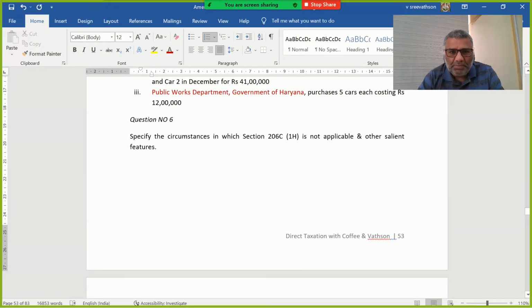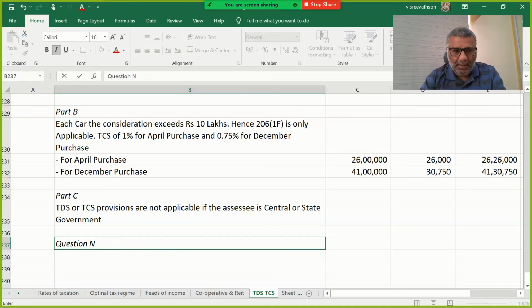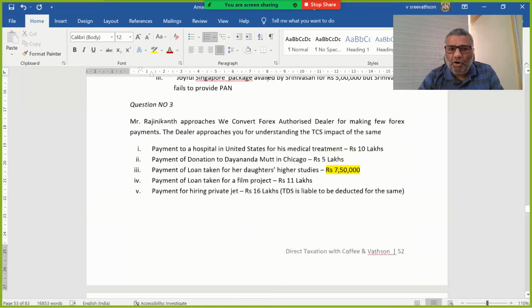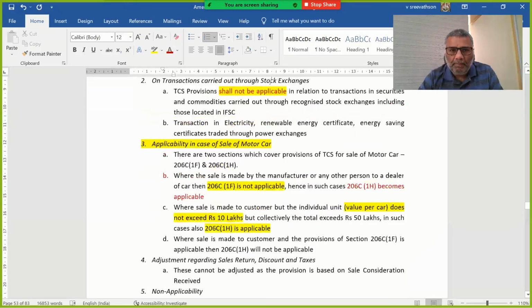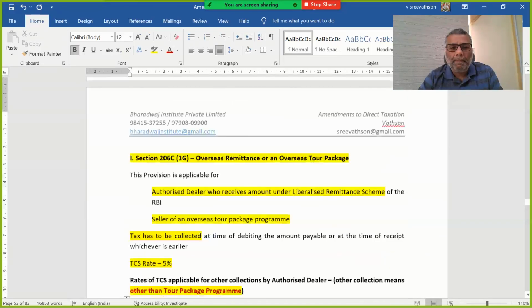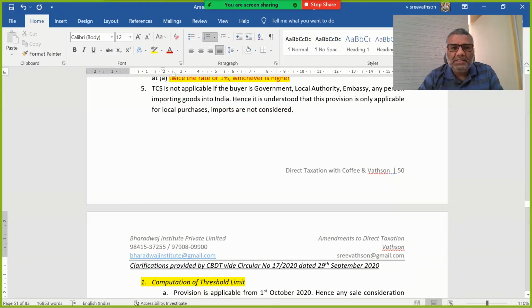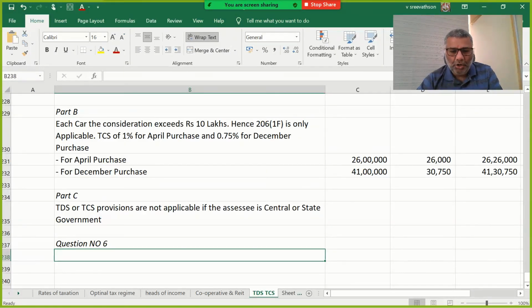Specify the circumstances under which 206C(1H) is not applicable. Allow me to copy the answer from our Word file itself. It is again for government, import, everything. TCS is not applicable if the buyer is local government, local authority, embassy, import of goods, and also the last point of airline. I will include that.